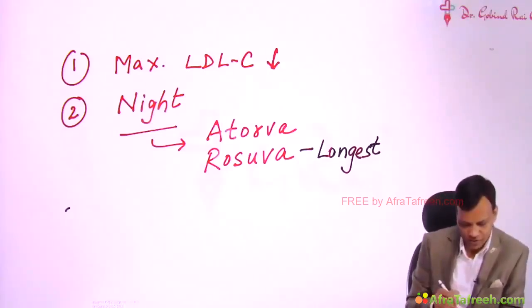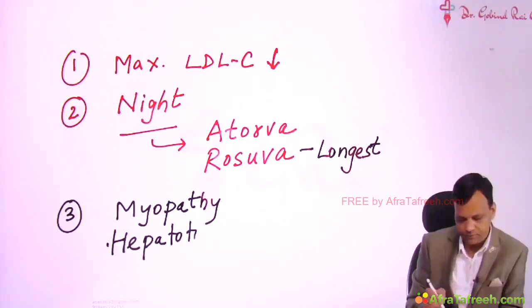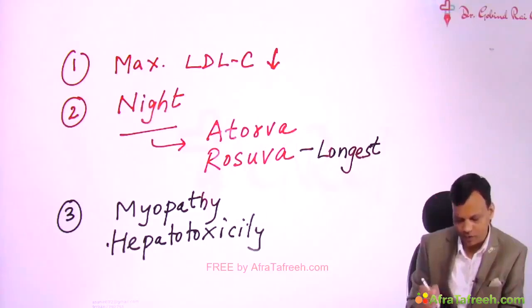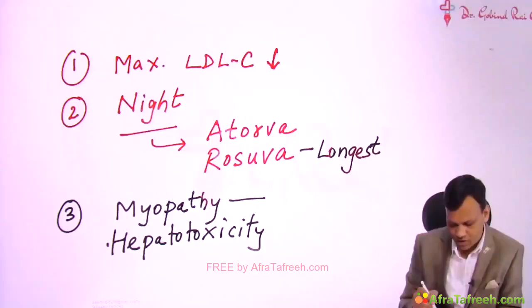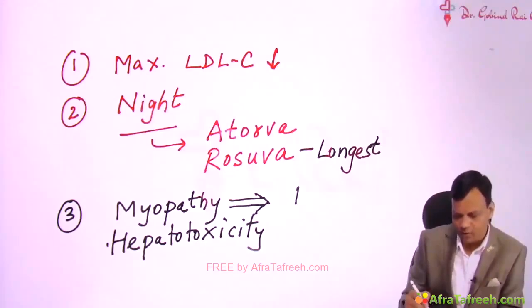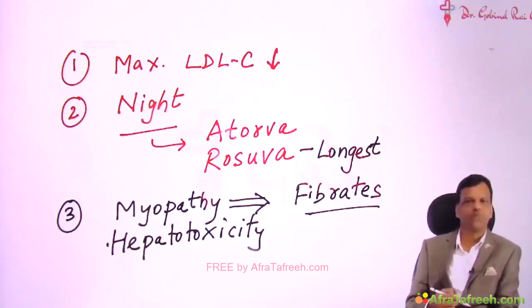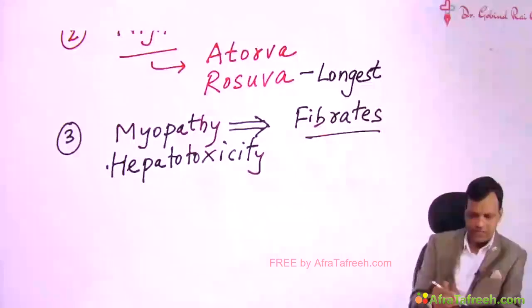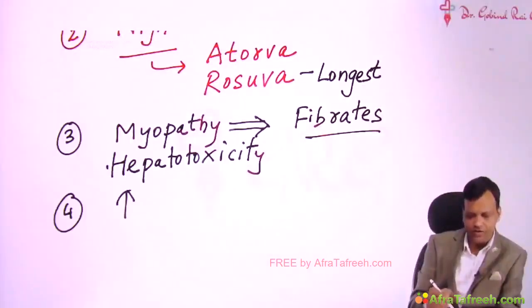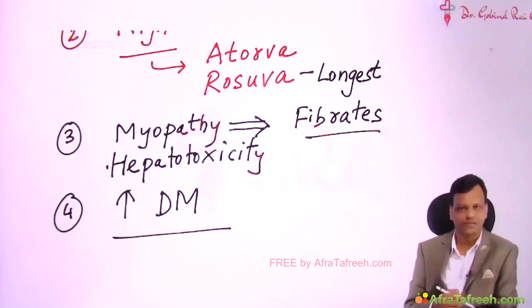The major adverse effects of statins are myopathy and hepatotoxicity. The risk of myopathy further increases if statins are combined with the fibrate group of drugs. Fibrates are also anti-dyslipidemic drugs, but when statins and fibrates are combined together, the risk of myopathy increases. A recent finding is that statins increase the risk of development of diabetes mellitus.